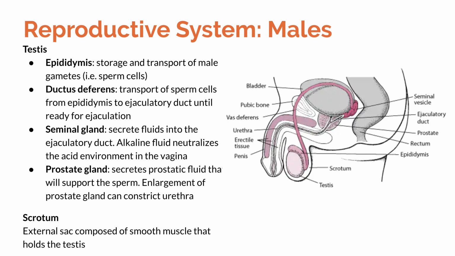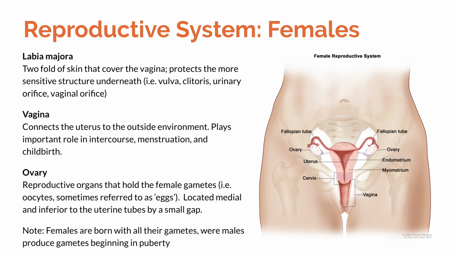Moving to females, we have the labia majora. So this is external. It's essentially these two folds of skin that cover the vagina, and their major role is to protect sensitive structures underneath. And then we have the vagina itself, which is going to connect the uterus to the outside environment, and it plays an important role in things like intercourse, menstruation, and childbirth.